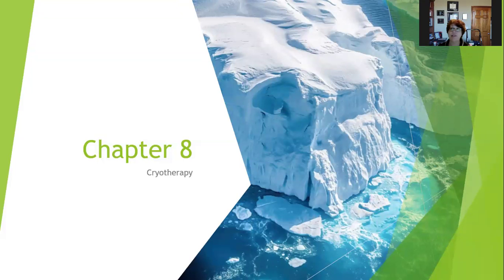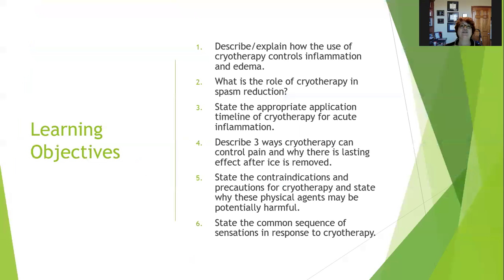So we can think of thermal agents in therapy as sort of two sides, heating and cooling. So we're going to talk about cooling first. Cryotherapy or cold therapy. The learning objectives: I want you to be able to describe or explain how the use of cryotherapy controls inflammation and edema, and that is primarily what we use it for, although there are other uses. And one of them being spasm reduction. So what is the role of cryotherapy in spasm reduction?